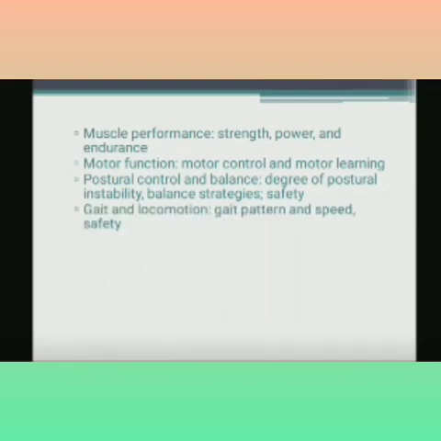Then you have to analyze the gait and the locomotion. How is the gait pattern? How is the speed? Obviously the patient will have a slower speed, and is there any chance of fall and all those things during the gait process?